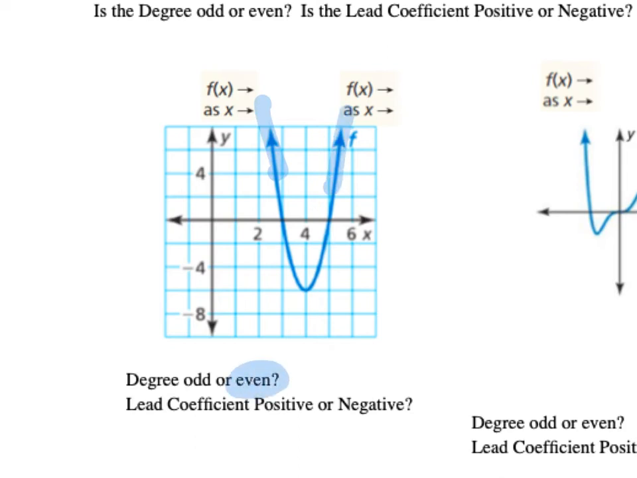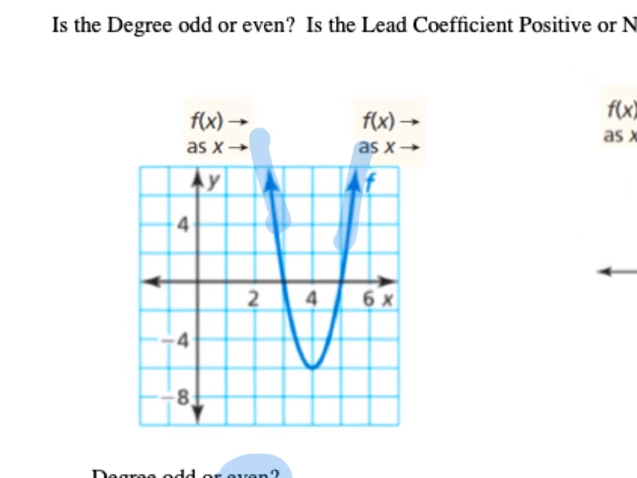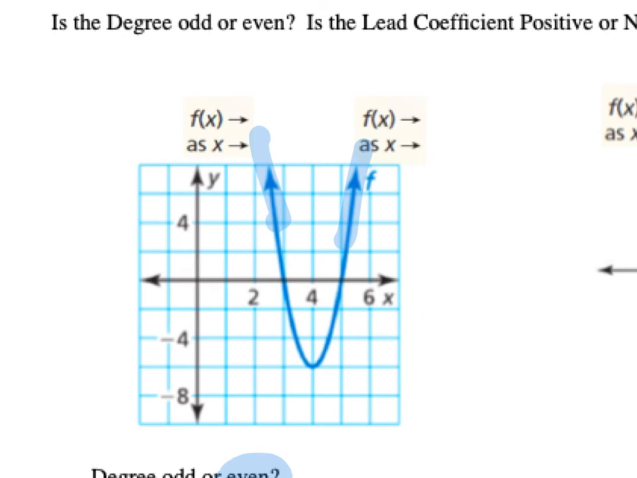And in order to know if the lead coefficient is positive or negative, remember, if they are both going up, that means it's positive. Both going down means it's negative. So in this case, it would be positive. And if we look at our end behavior, f of x, which is y, is going up, so it's approaching positive infinity. And as x is continuing, it's heading towards negative infinity.